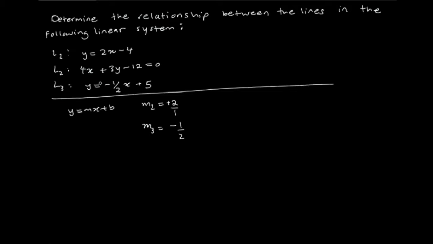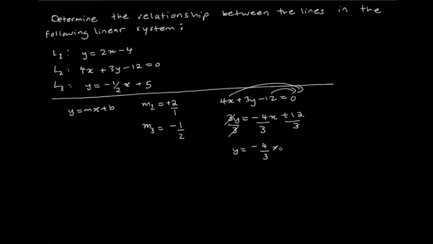So what I want to do here is, we can notice that line 2 is in standard form. I'm going to change it to y equals mx plus b form. The way I do this is I'm just going to isolate for y by moving the other two terms to the other side, so you get 3y equals negative 4x plus 12. I don't want to solve for 3y, I want to solve for 1y, so I'm going to divide this by 3. Whatever I do to one side of the equation, I repeat on the other side. You notice here that you get y equals negative 4 over 3 x plus 4, so the slope of line 2 is negative 4 over 3.